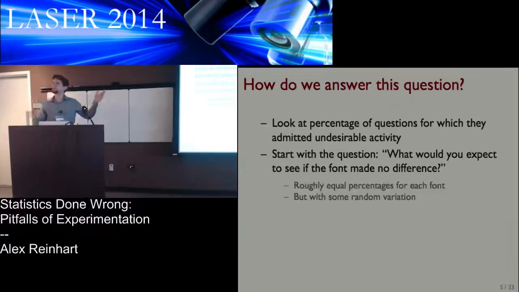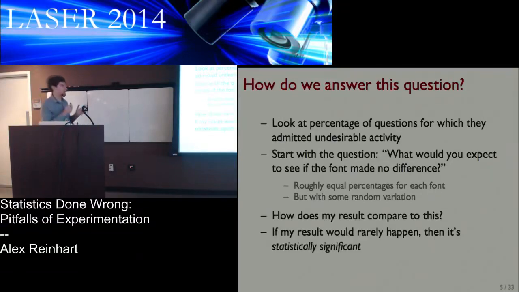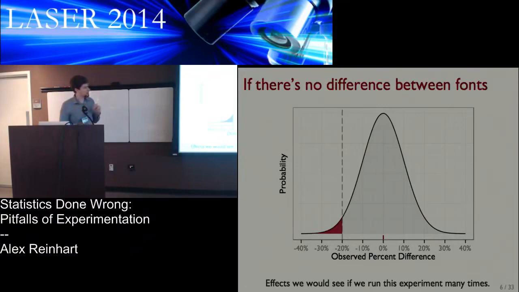So you'd assume that if font didn't matter, you'd get roughly equal percentages for the two groups, but with some random variation. Like we said, with a larger sample size, that random variation would be much smaller. So once you collect actual data, you compare your result to what you'd have expected if font didn't matter. And if your result is very different from what would happen if font didn't matter, then you say, well, clearly font must matter. And let me illustrate that graphically.